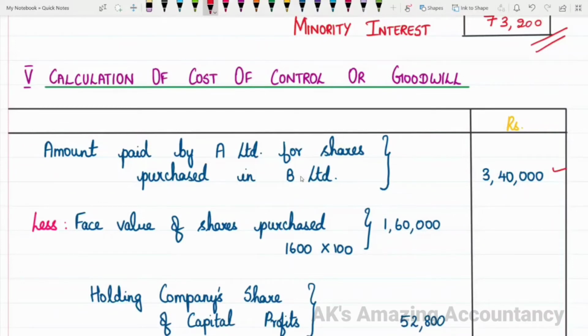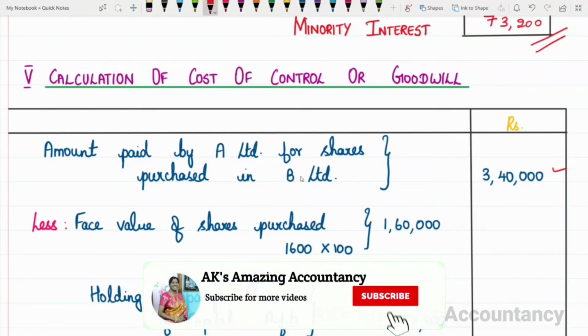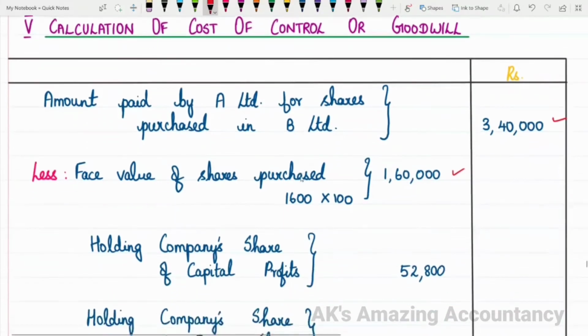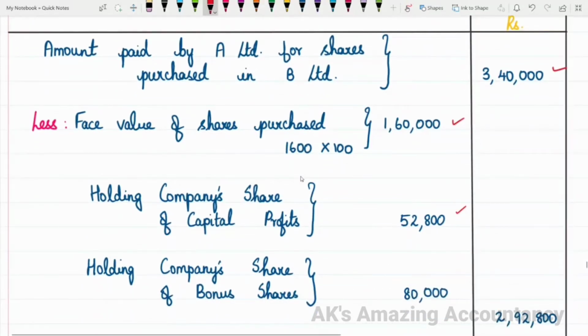Right here, just write: amount paid by A Limited for shares purchased in B Limited, 3,40,000. From this, you have to deduct the face value of the shares purchased. How many shares were purchased by A Limited in B Limited? 1,600 shares of rupees 100 each. So the face value is 1,600 into 100, which will give you 1,60,000. Then you are supposed to deduct the holding company share in capital profit also. That we have already calculated. Out of the capital profit, the holding company share is 52,800. Record that.